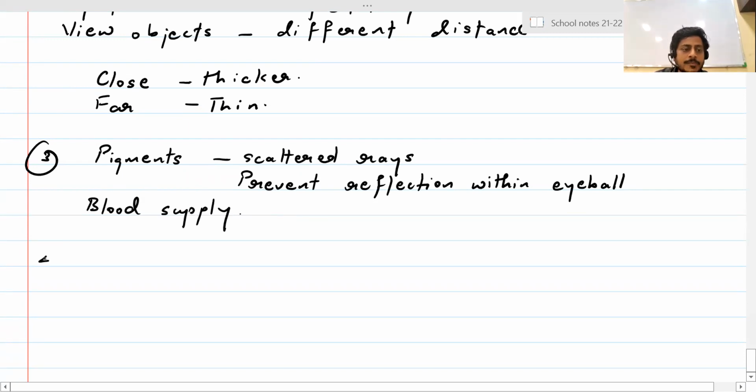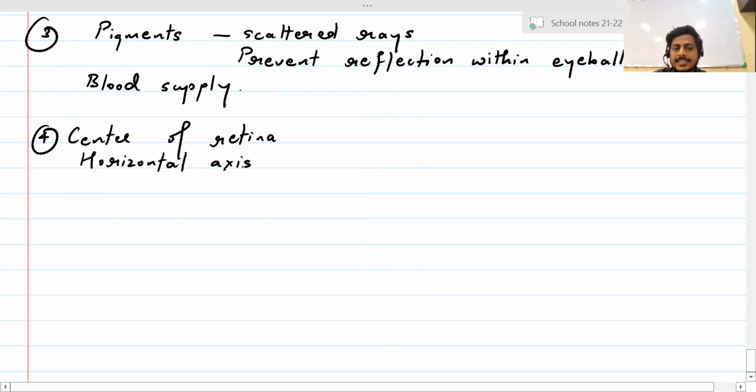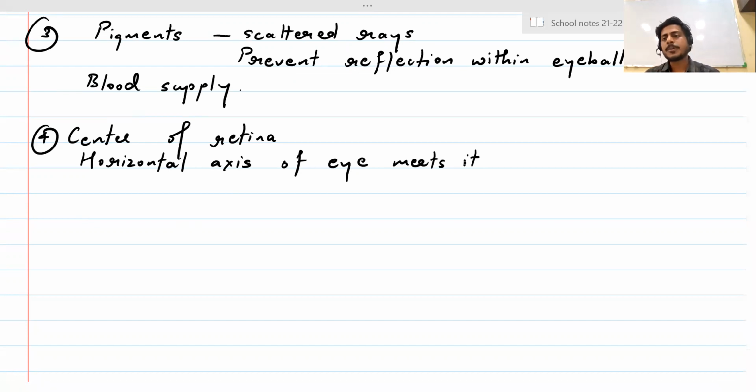The fourth question we picked was the yellow spot location. If you remember, the yellow spot is at the center of the retina, where the horizontal axis of the eye meets it. That is the location of the yellow spot, where the maximum number of cone cells are present.